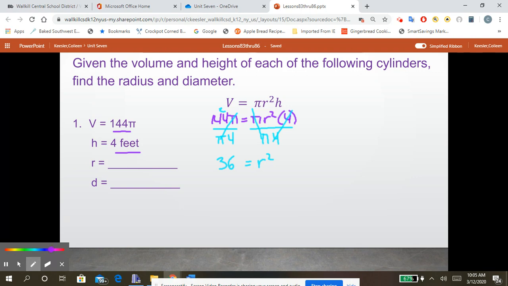So now we have to find what's called the square root of 36. If you square something, its opposite is finding the square root. We know squaring means multiplying a number by itself twice. So think about that. What number multiplied by itself gives us 36? That's the same as taking the square root of 36. And hopefully the number you're thinking of is 6, because 6 times 6 is 36. So the radius is 6 feet, double that, and the diameter is 12 feet.